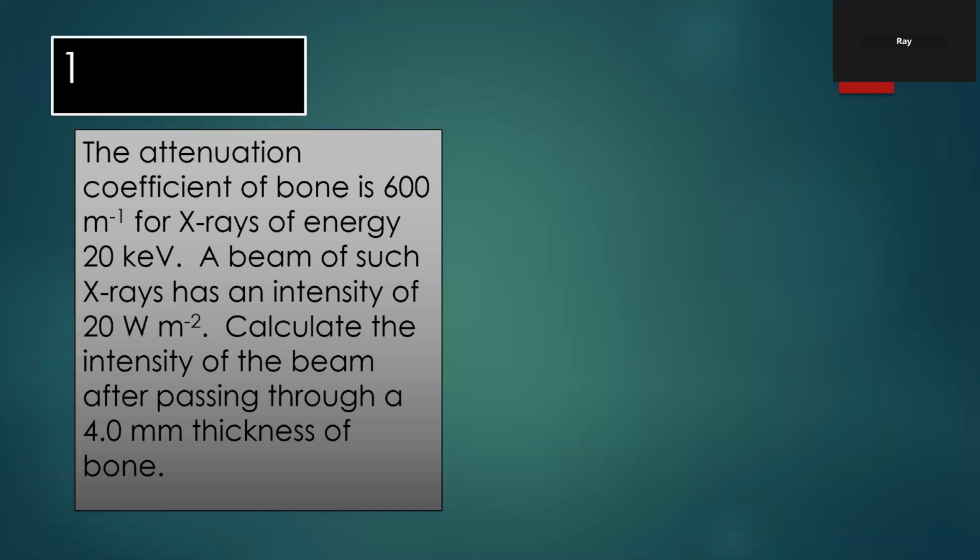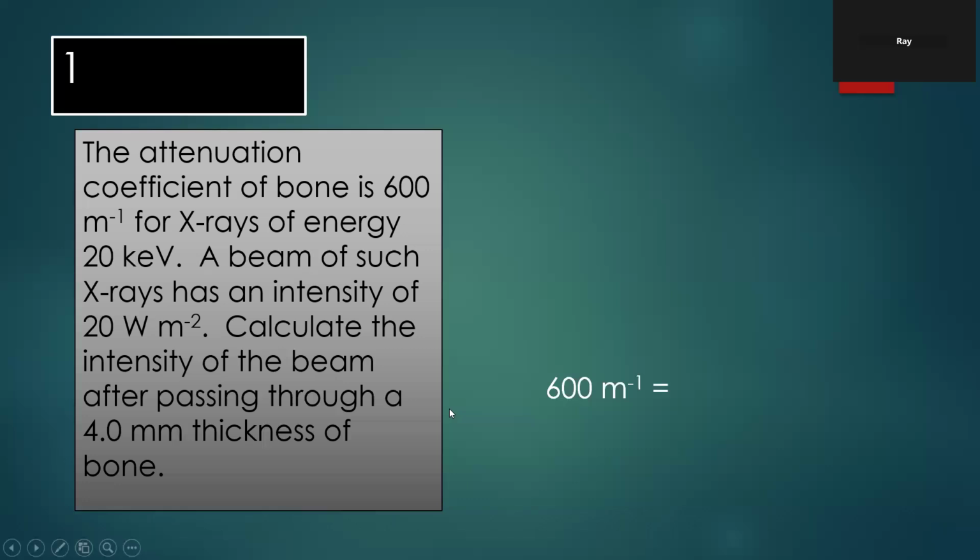Attenuation coefficient for bone is 600 per meter for X-ray of energy 20 kilo electron volt. A beam of such X-ray has an intensity of 20 watt per meter square. Calculate the intensity of the beam after passing through 4 millimeter thickness of bone. Right? This is in meter, so you can either change it to per millimeter or change this one to meter, either one.